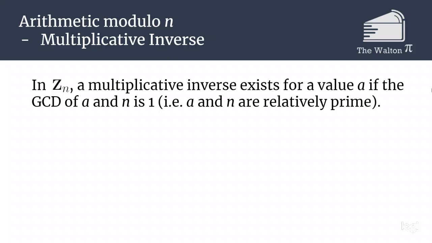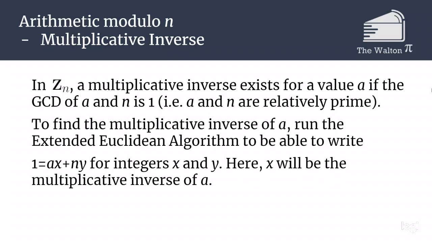So, a multiplicative inverse exists for a value a in the integers modulo n if the GCD of a and n is 1, meaning that a and n are relatively prime. So to find the multiplicative inverse of a, we have to run the extended Euclidean algorithm to be able to write 1 equals ax plus ny for some integers x and y. If you need a refresher on how to do that, check out the video in the card.